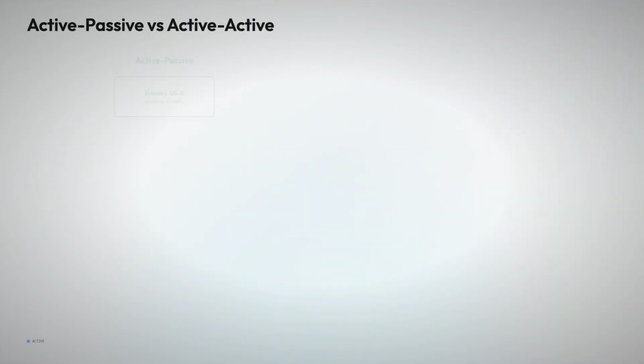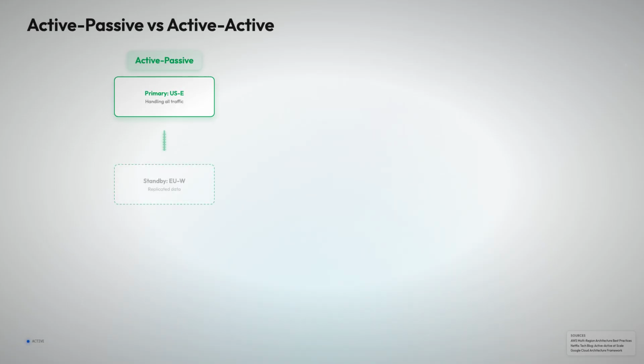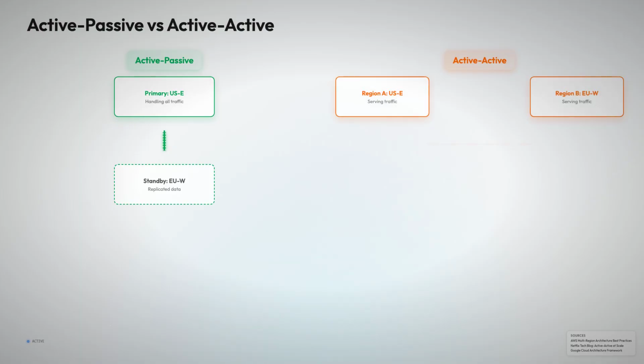Two main models: active-passive and active-active. Active-passive is simpler. One region, say US East, handles all traffic. Another, EU West, stays on standby with replicated data. If the primary fails, DNS redirects traffic in 30 to 60 seconds. Disaster recovery without distributed write complexity.